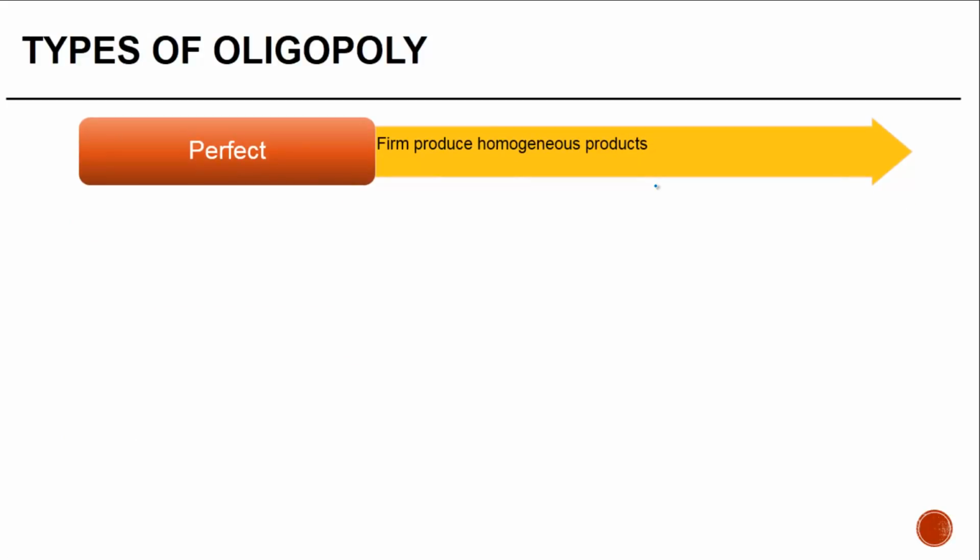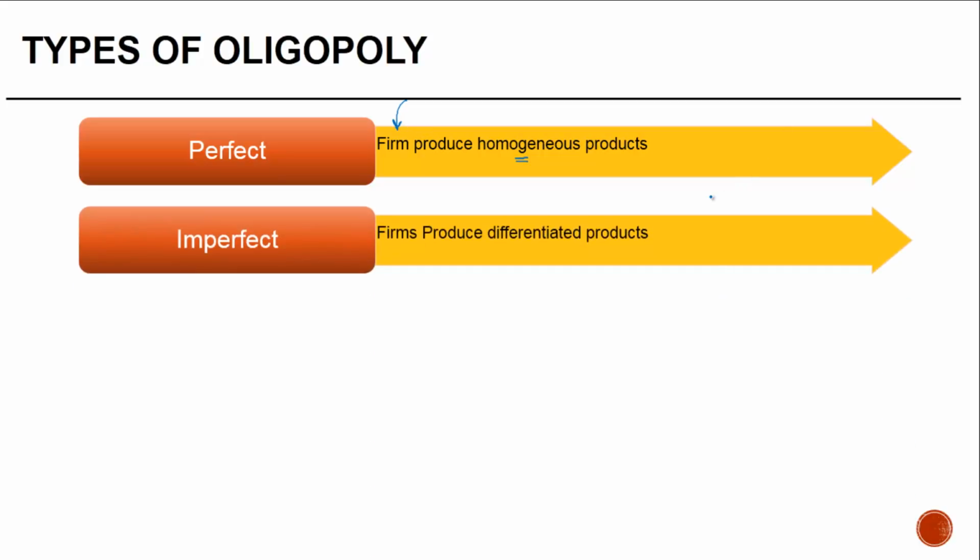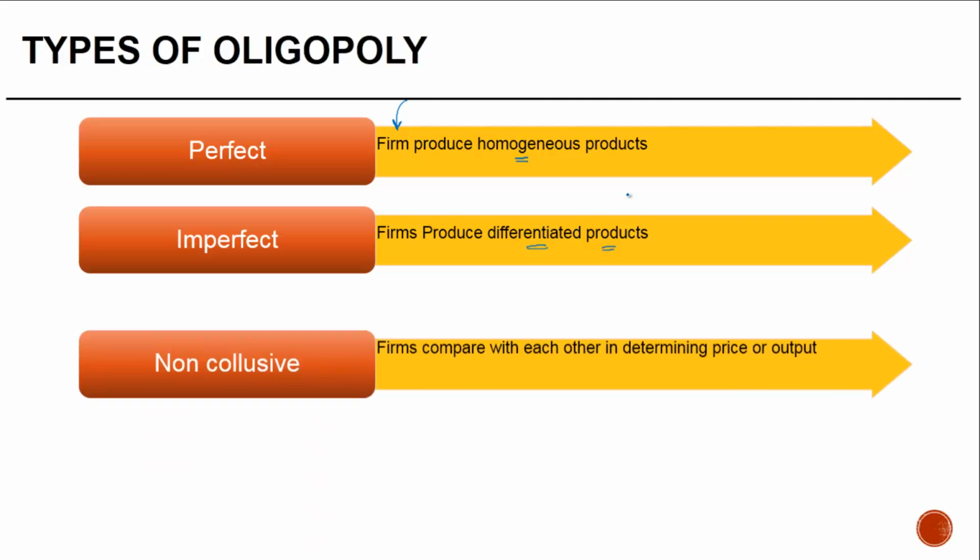So, types of oligopoly: a perfect one, where the firms produce a homogeneous product. There are multiple firms, but they produce a homogeneous product. In case of imperfect, the products which are produced are differentiated. We've discussed this earlier in some of the chapters and videos, so I'm not doing it again.